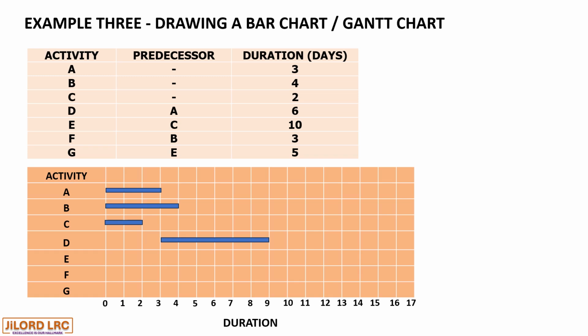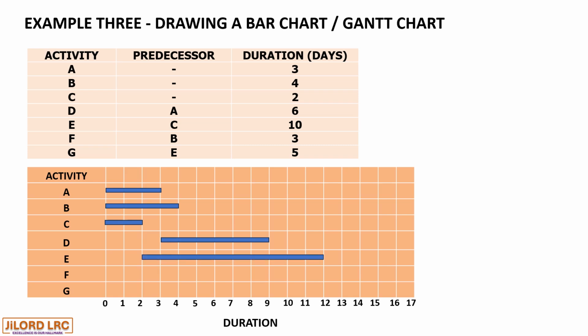Activity E commences when C is completed. C is completed on day 2. So activity E with a duration of 10 days, 2 plus 10 is 12. So we count from 2 towards the completion of activity E in 10 days, making 12 days.